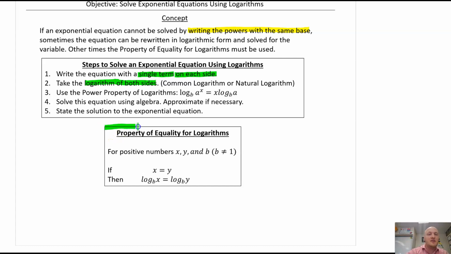Right below you can see the exponential property of equality for logarithms. This just says that if x is equal to y, then if I take the same logarithm of both sides, they're still equal. So it doesn't matter if it's the natural log or the common log, you can use whichever one you want. I tend to use the natural log. After we've taken the logarithm of each side, we will use the power property to bring down any exponents. Then we will solve the equation using algebra and state the solution to the exponential equation.